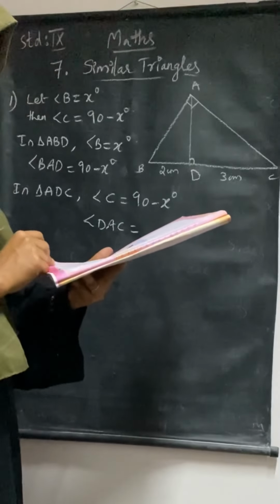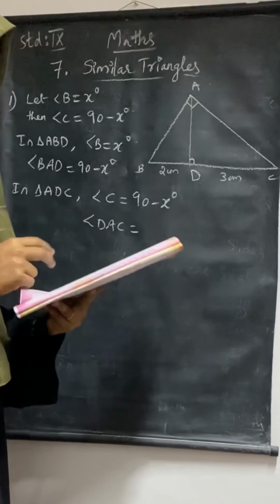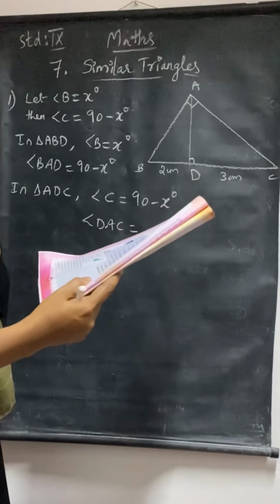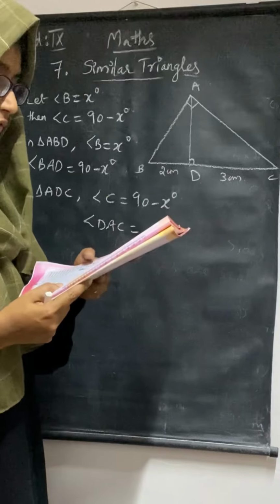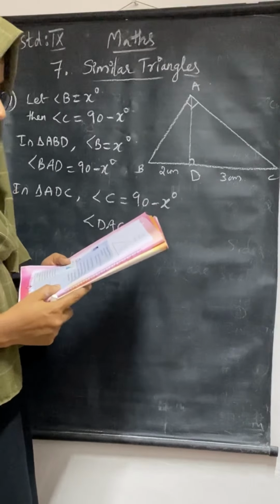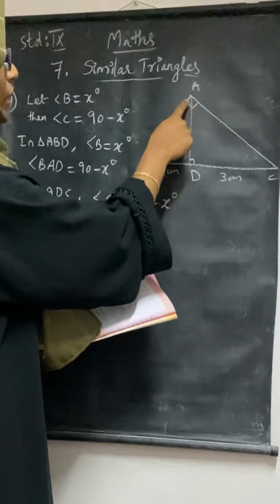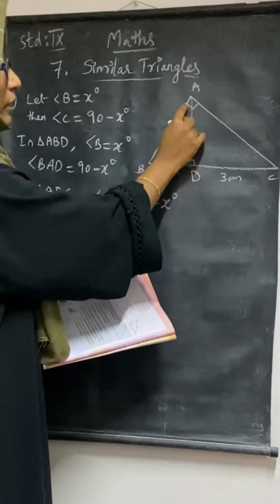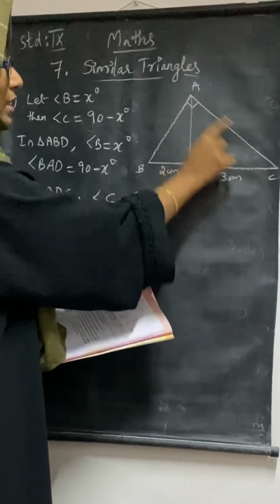We will move on to the problem, page number 100. You have the first question. You can see one triangle there. The perpendicular from the square corner of a right triangle. Square corner means where you have the 90 degree. This is the 90 degree of this right triangle.